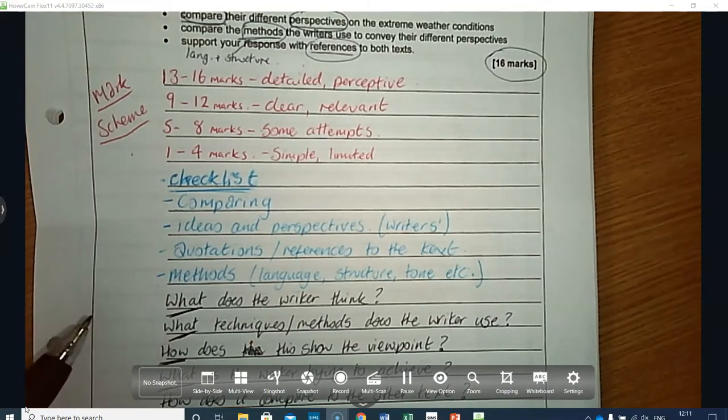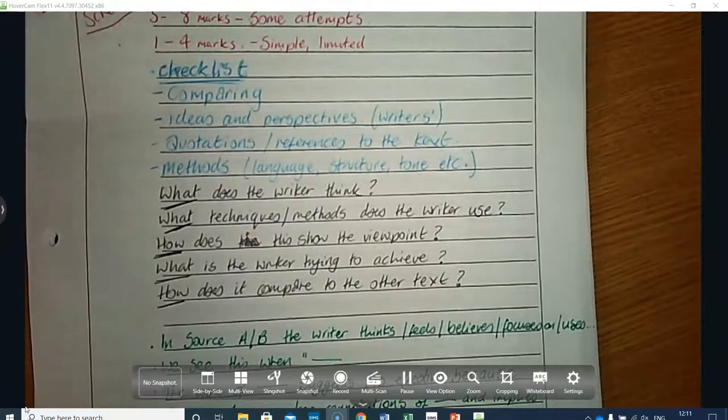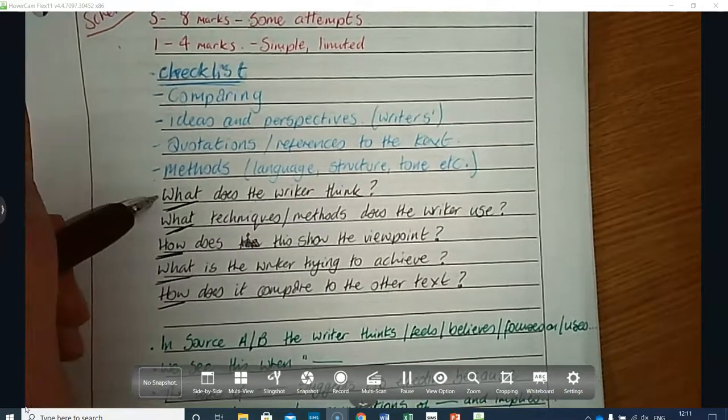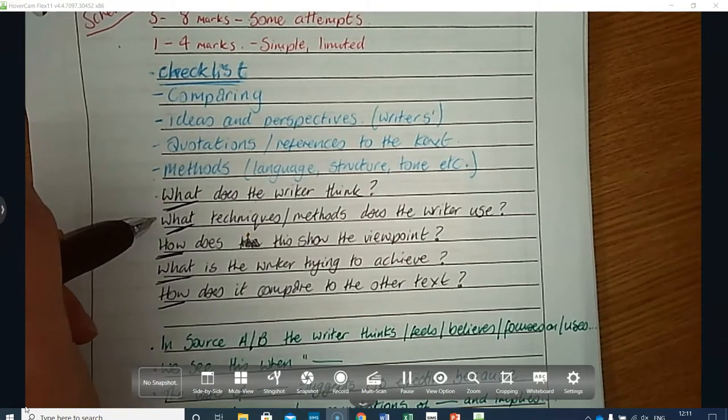So when you're reading the text, you need the following questions to go through your mind. If you haven't got this bit down, pause the video before you move on. As you read each text, you want to be thinking, what does the writer think? What is their attitude? What are their points of view? What is their perspective? Then you need to be thinking, what techniques and methods are they using? Are they writing about language? What are they saying about structure? Now, we won't have analysed these texts for structure, but this question is pulling together all your skills.